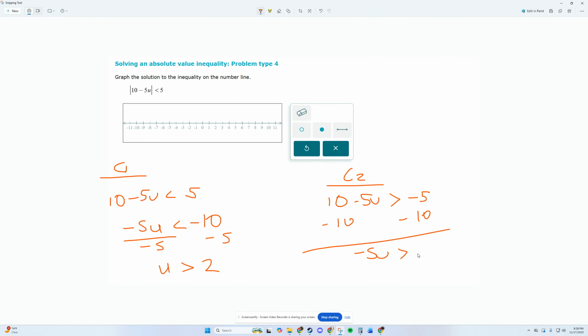And then this would be 5u is greater than -15. When I divide by a negative, it is less than 3. So greater than 2, less than 3. Oh, that's a thing. Greater than 2, less than 3. Oh, it's just like a little baby. Boop. And that kind of makes sense.